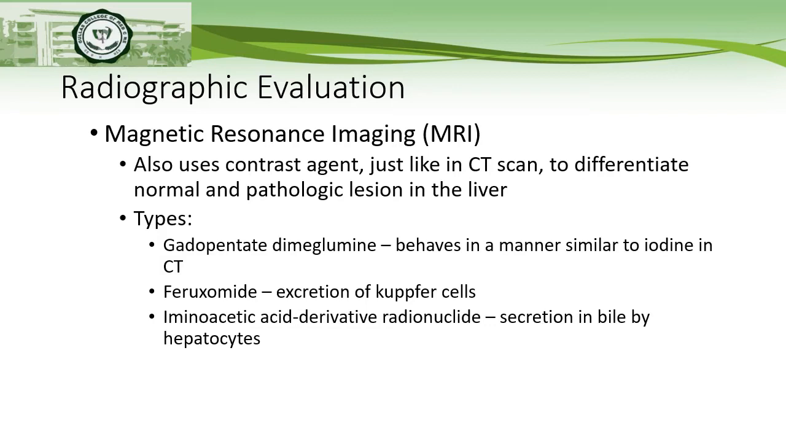So, as with your iodinated contrast media used in CT scanning, MRI also has its own forms of contrast agents. So, you have your various gadolinium-based compounds. They behave in a manner similar to your iodine in CT. However, there are newer, more liver-specific MRI contrast agents that have been developed either to rely on the excretion by your Kupffer cells, such as ferumoxide, or on the secretion of bile by your hepatocytes. An example of this includes gadoxetate.